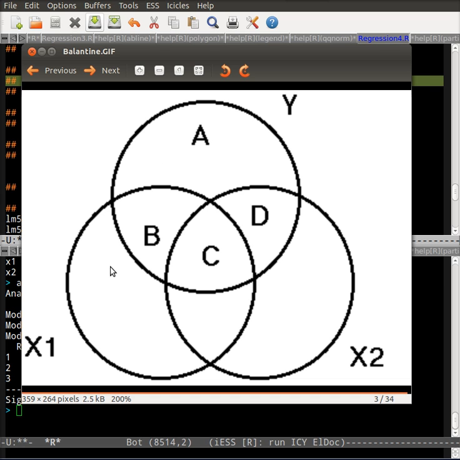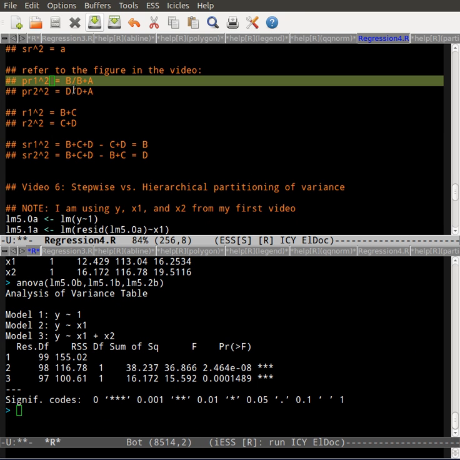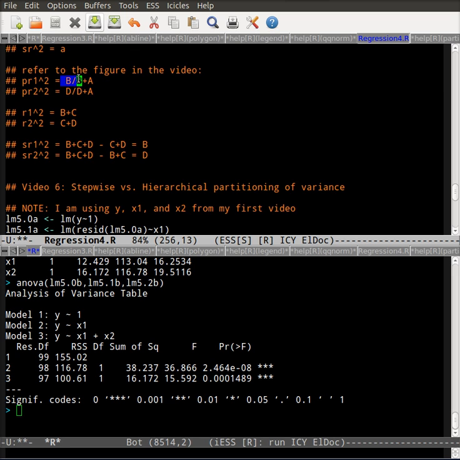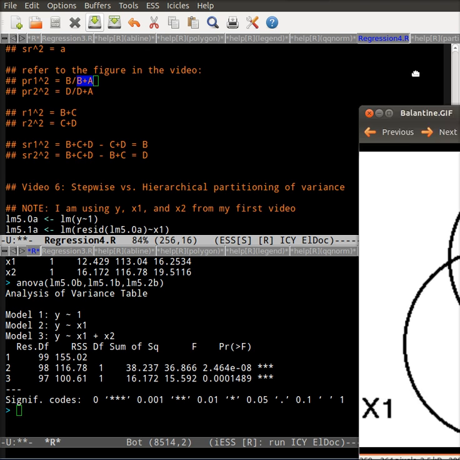So here we go. B over B plus A. So what is that saying? A partial correlation is telling us the proportion, because it is a proportion. It's a proportion of b over b plus a. So therefore, it's the amount of variance that's shared between x1 and y that's unique over the total amount of variance that's available to be explained.